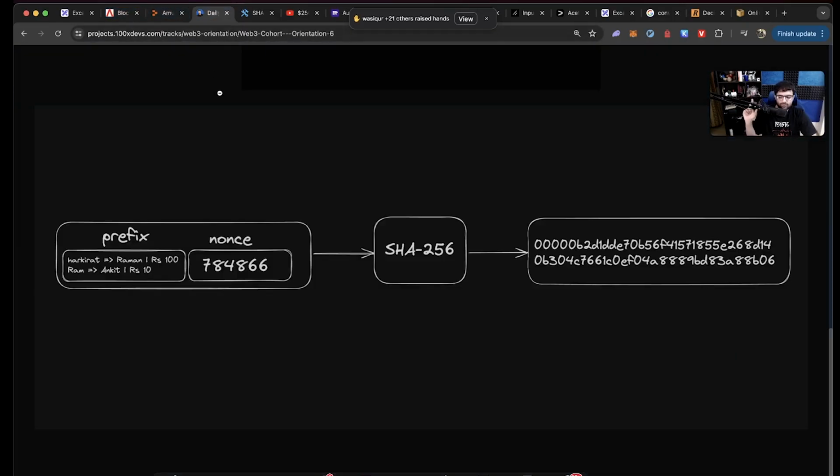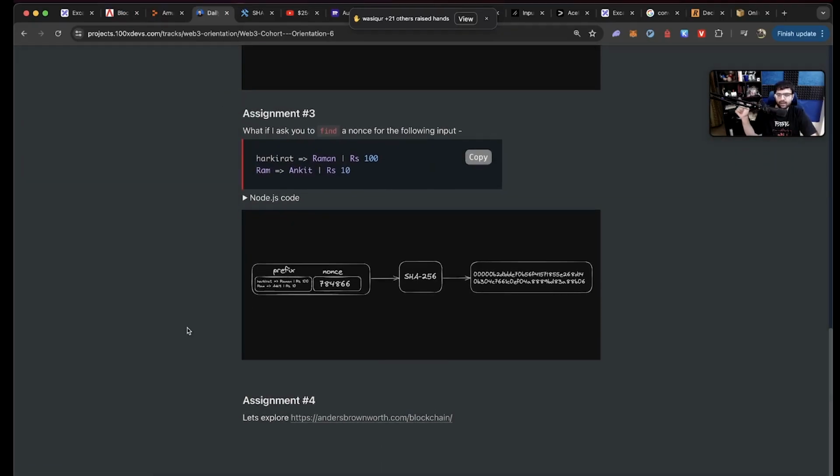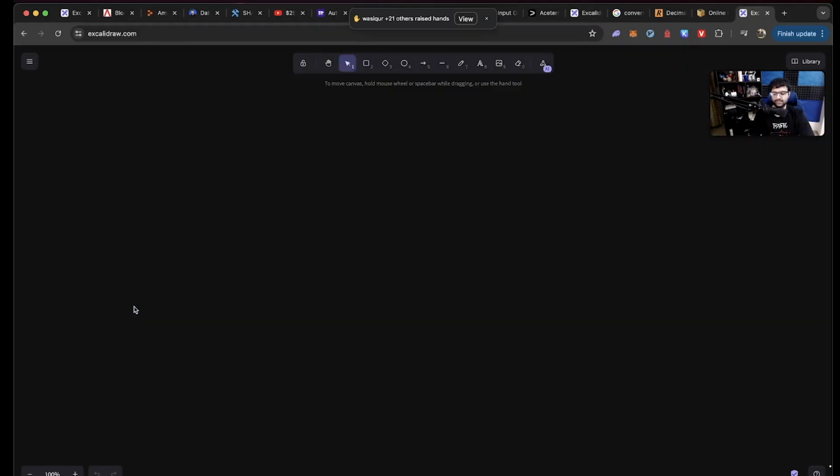Why did I ask you to do all of this? Why did we write this code that has to do some proof of work? The answer is this is how Bitcoin secures its network. The way Bitcoin works is the following.